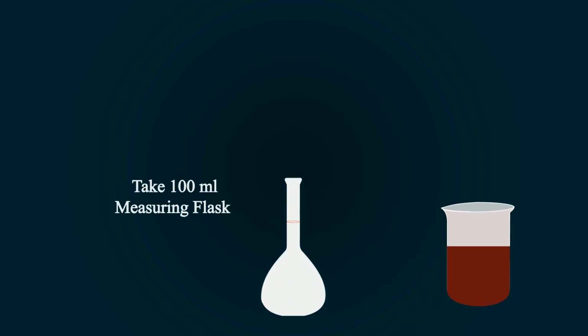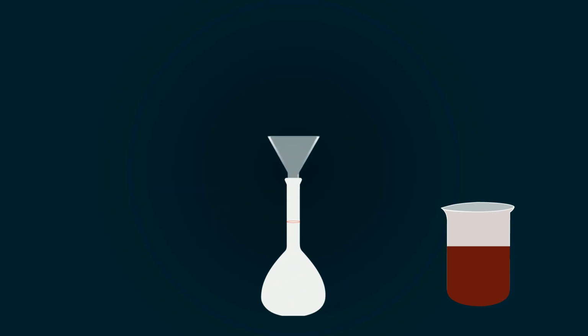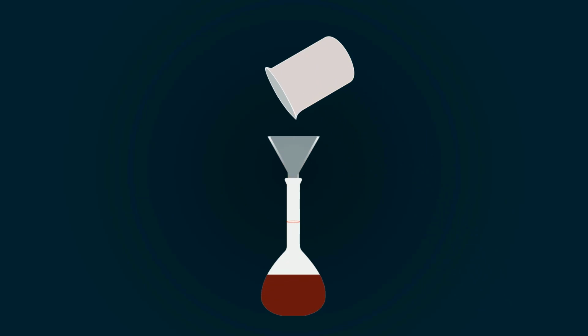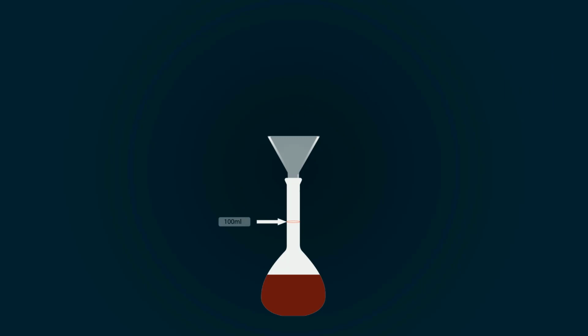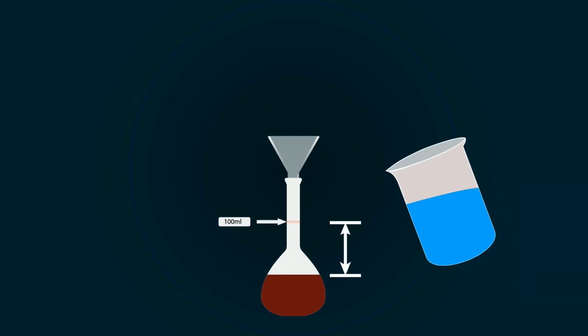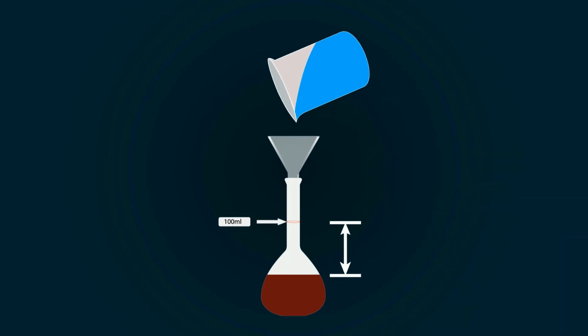Now take a measuring flask of 100 milliliters and put a funnel on the top of the flask. Start pouring all the solution into the volumetric flask. You have to fill it up to the 100 milliliter point. For that, you have to add more diethylamine. So take some diethylamine into an empty beaker and pour it into the measuring flask to fill it up to the 100 milliliter point.